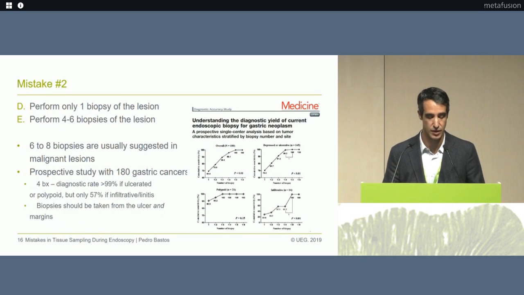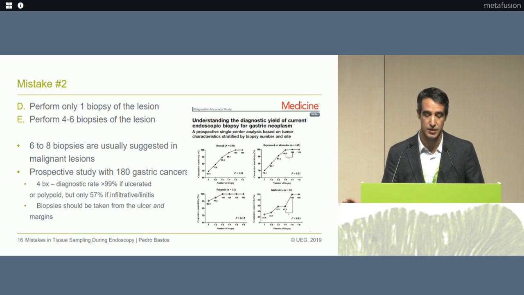And the other 2 choices would be to perform only 1 biopsy or to perform 4 to 6 biopsies of the lesion. And all the literature tells us that we could do 6 to 8 biopsies of these malignant suspicious lesions, even 6 to 12.